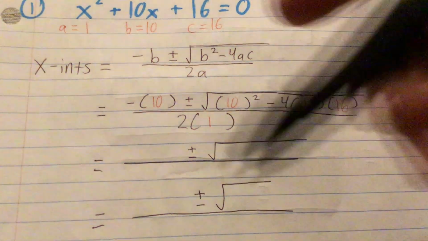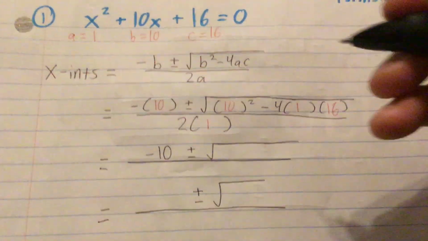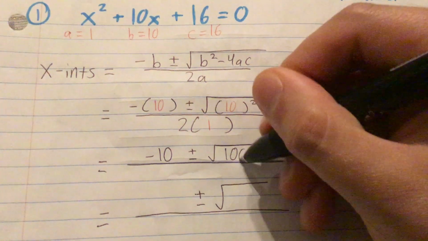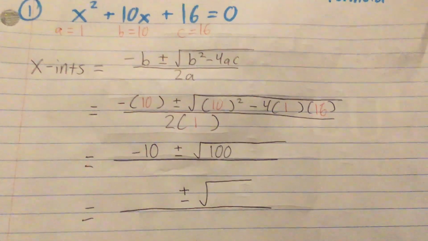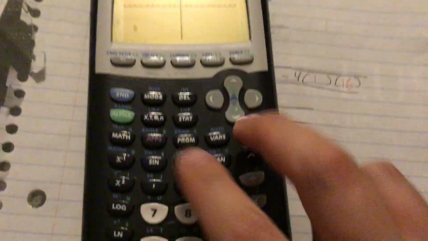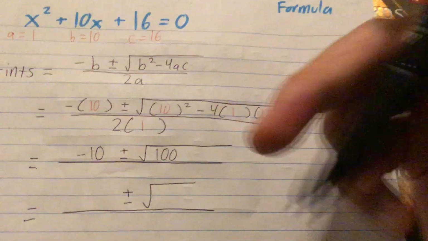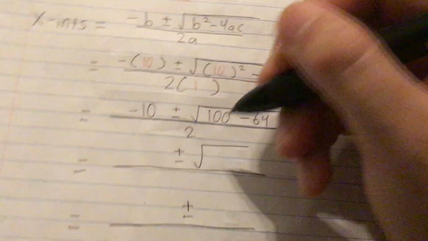Now, let's take a look over here. Negative 10, well, there's no double negative, so that's just going to be negative 10, plus or minus the square root of 10 squared, which is 100, minus 4 times 1 times 16, that I believe is 64, because if you plug them into the calculator, negative 4 times 1 times 16 would be negative 64. So 100 minus 64, all that over 2 times 1, which is 2.